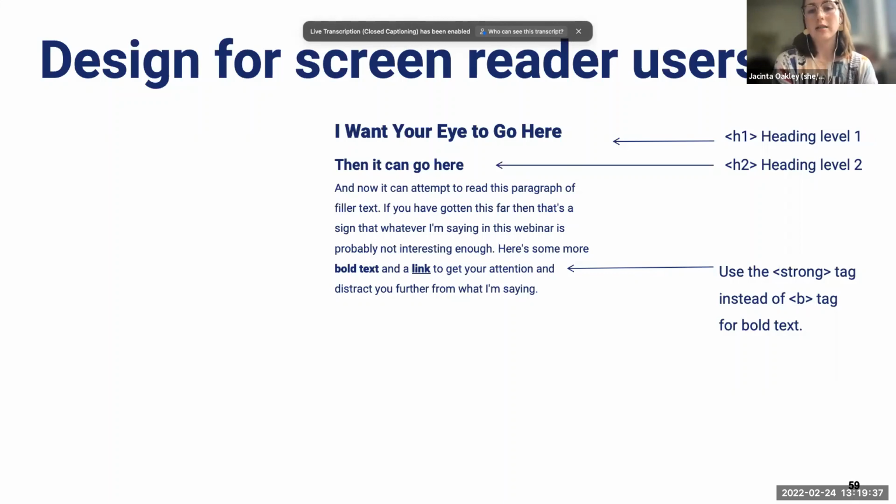Other screen reader considerations are things like using the strong tag instead of the B tag for bold text. So the bold isn't just a visual indicator of this is a keyword, but screen reader users can also hear the emphasis as well.